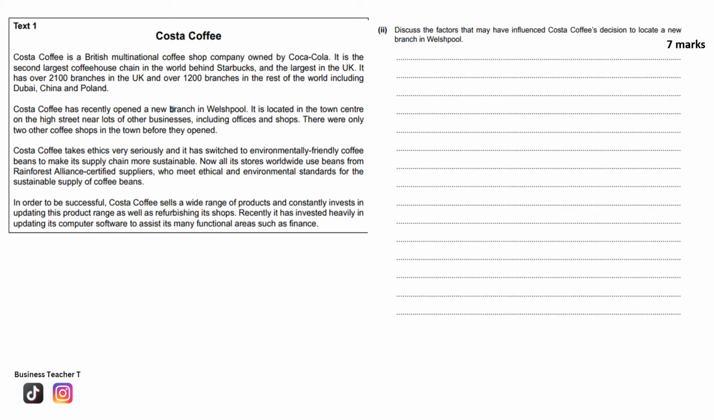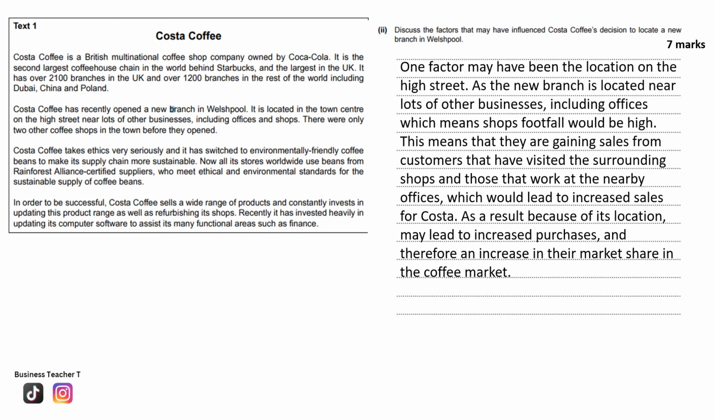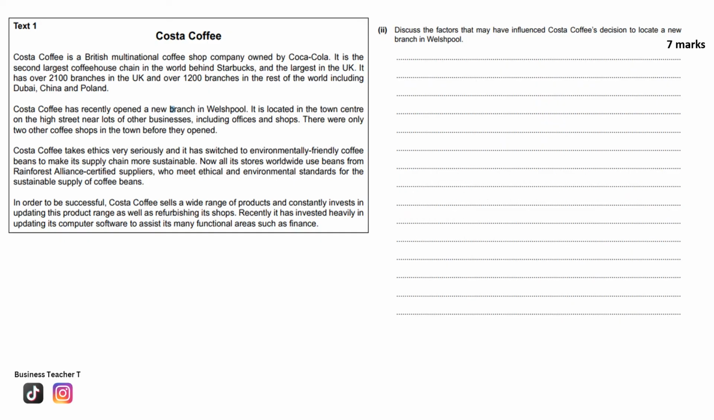On to our first paragraph, and I'm going to use the wording in the question. It asks for us to discuss the factors. One factor may have been the location on the high street, as the new branch is located near lots of other businesses, including offices, which means shops' footfall would be high. This means that they are gaining sales from customers that have visited the surrounding shops and those that work at the nearby offices, which would lead to increased sales for Costa. As a result, because of its location, may lead to increased purchases and therefore an increase in their market share in the coffee market.